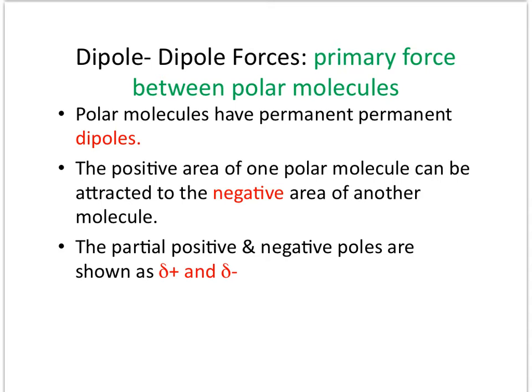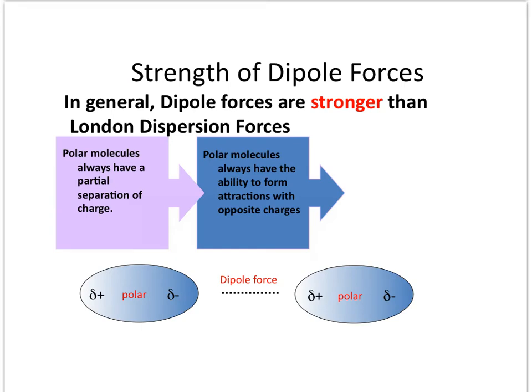So, the positive area of one polar molecule can attract the negative area of another to get the dipole-dipole force to bring the particles closer together. In general, dipole-dipole forces are stronger than London dispersion forces because those dipole-dipole forces are permanent, whereas the London dispersion forces are instantaneous or temporary.